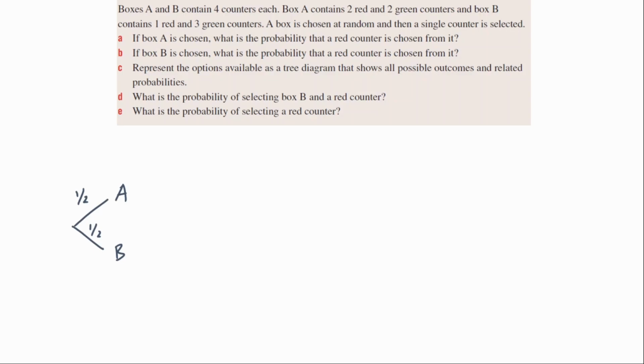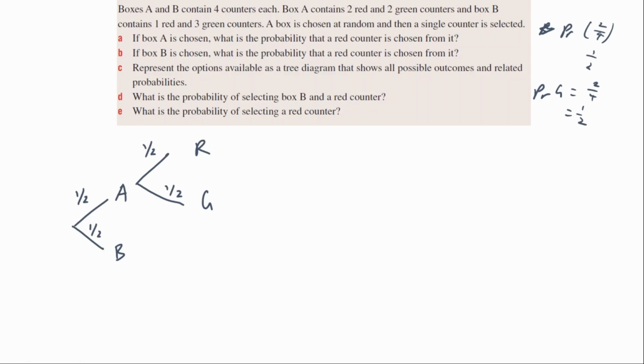Next one, box A contains 2 red and 2 green, so you can only pick either red or green. And they both have a 50-50 chance. Let's write that again. Probability of red is 2 out of 4, which is 1/2. Probability of green is also 2 out of 4, which equals 1/2. So let's just write that in there. I'm going to call red R and green G. Probability of getting a red is half and green is also a half.